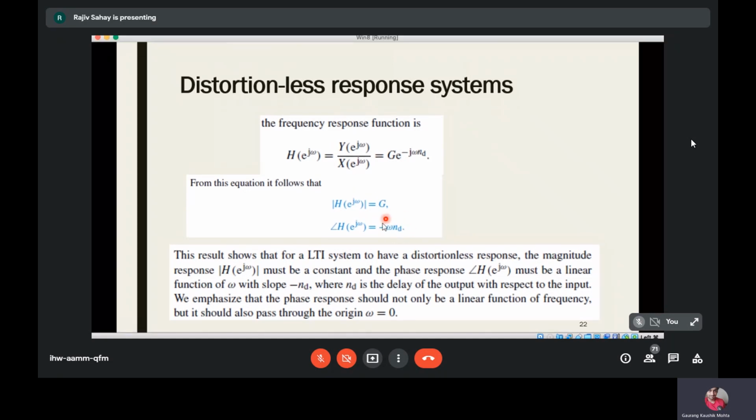Please get this clear, drilled into your heads, everyone. The slope is minus n_d. The line will have a slope of 135 degrees, not 45 degrees. If you make this mistake after attending this course, it's an absolute shame. If you make that mistake in the comprehensive viva, where I will ask you to draw the phase response of a distortion-free LTI system, and you draw it with plus 45 degrees, then you are absolutely shameless.